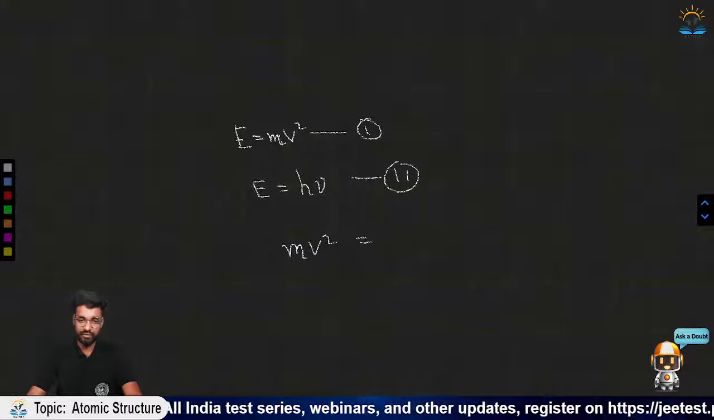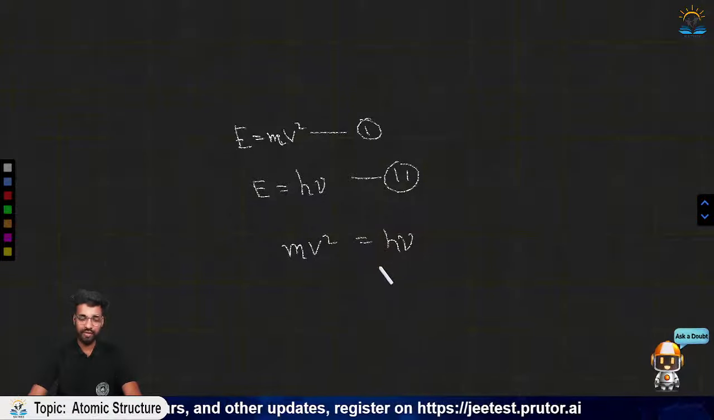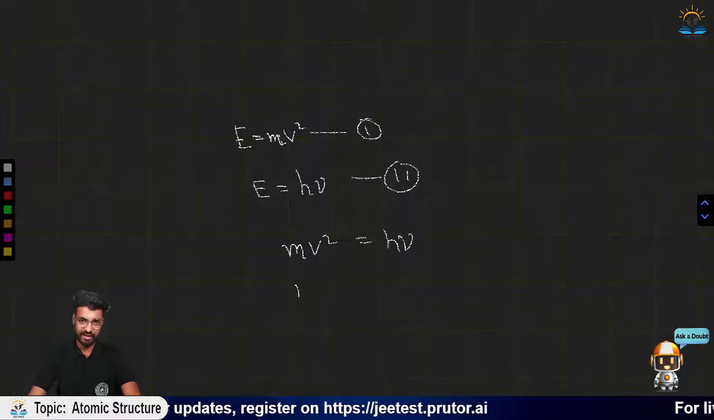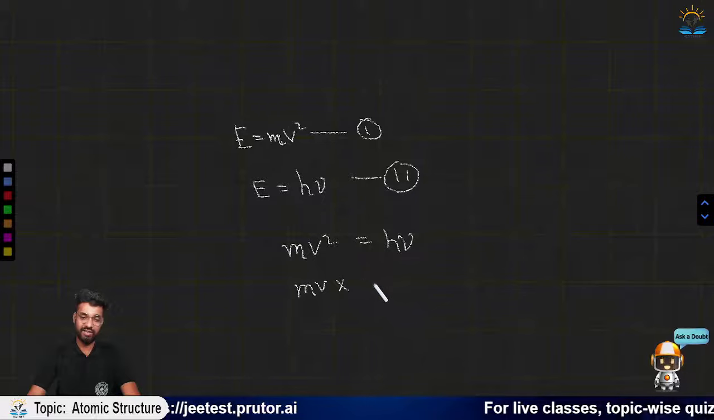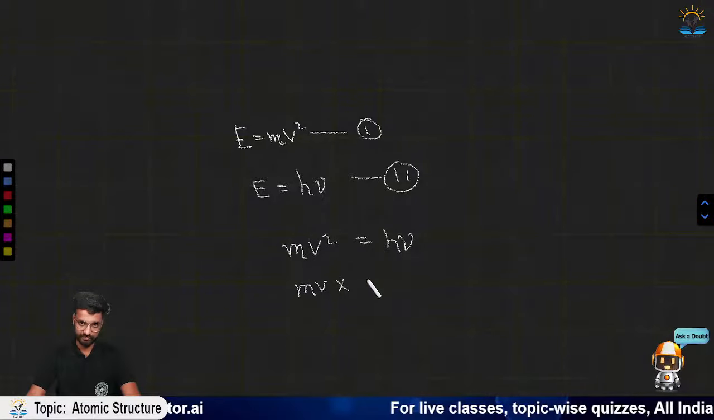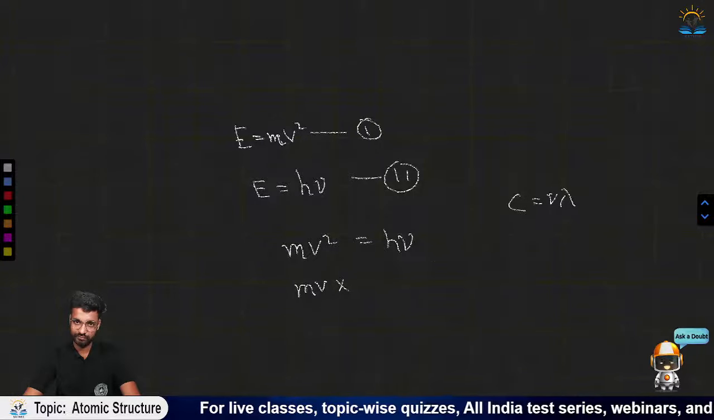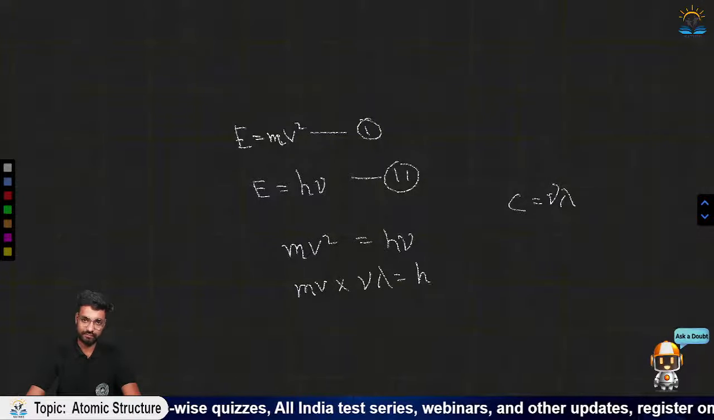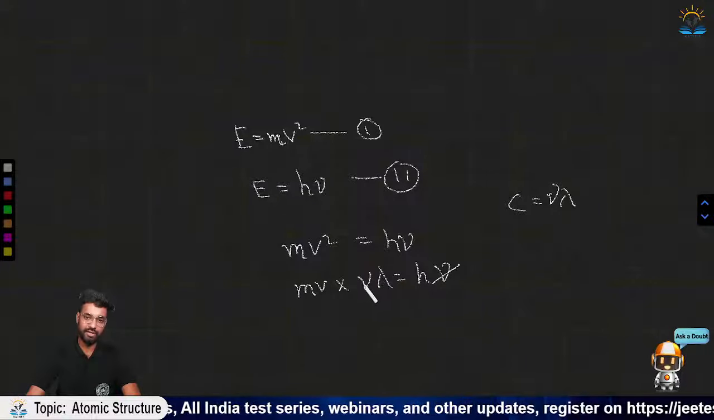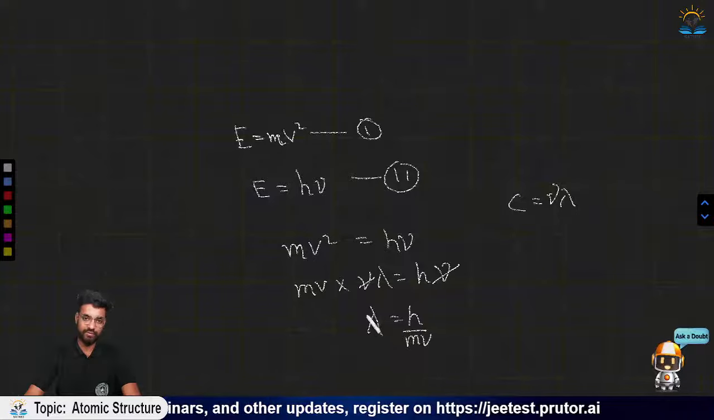So mv square is equal to h nu. What do we have later? We can write it as mv times v, where v is the speed of any wave, and c is equal to nu lambda, so it will be nu lambda. This nu and nu will cancel off. So lambda is equal to h by mv.